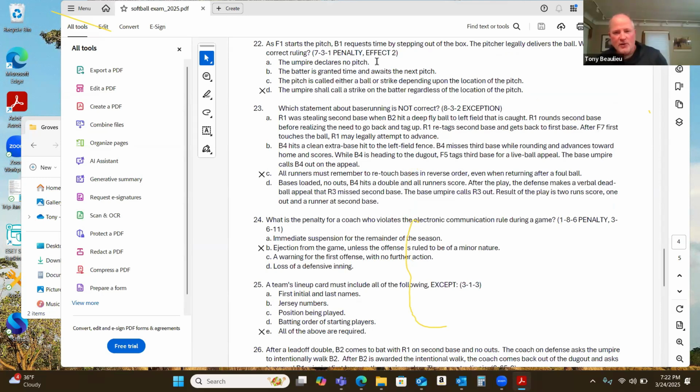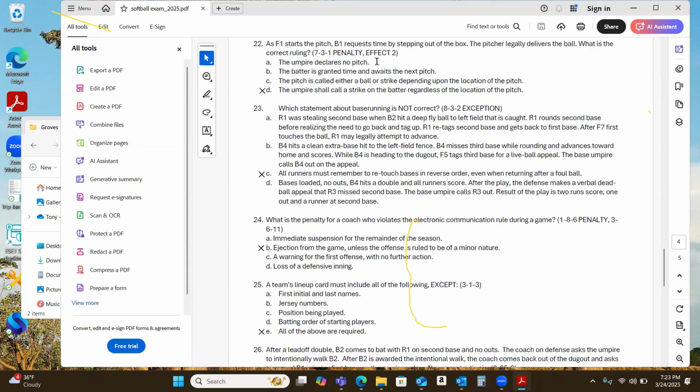Which statement about base running is not correct? So C is the incorrect answer: all runners must remember to retouch the bases in reverse order, even when returning after a foul ball. I forget what the reason is. Carl, you want to explain that one?